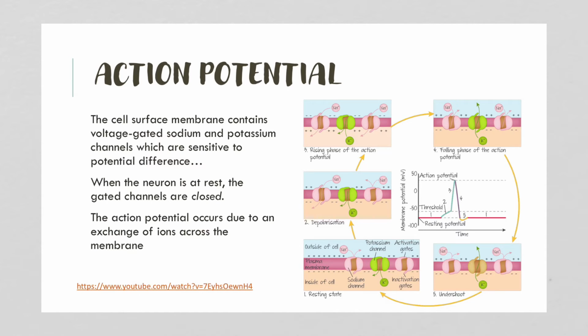So, the action potential. The cell surface membrane contains voltage-gated sodium and potassium channels, which are sensitive to potential difference. When the neuron is at rest, the channels are closed. The action potential happens because of an exchange of ions across the membrane. A stimulus comes and causes the opening of some sodium channels, causing some of the sodium to rush into the cell, and that leads to more steps along the way. So we're going to take a look at that.